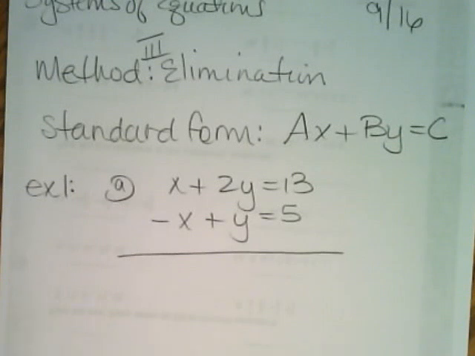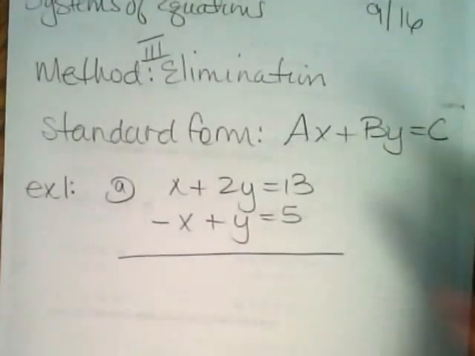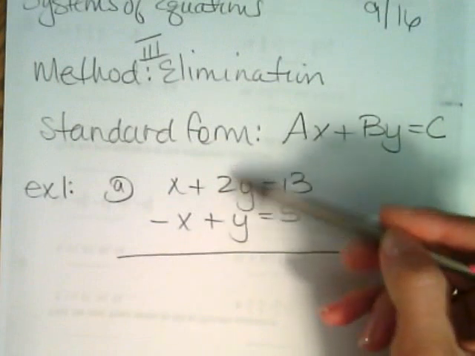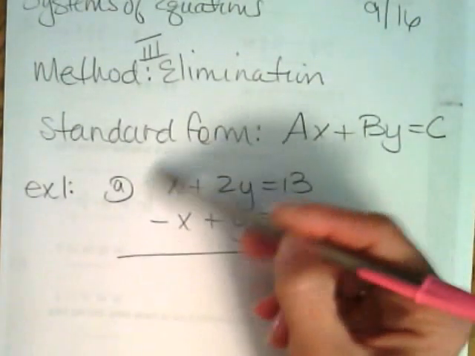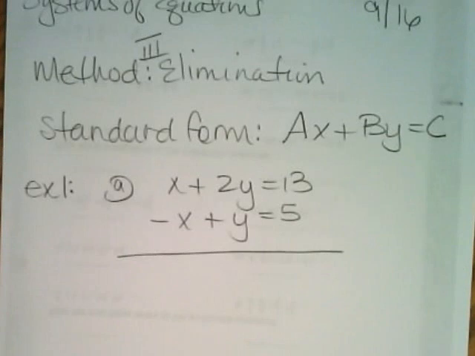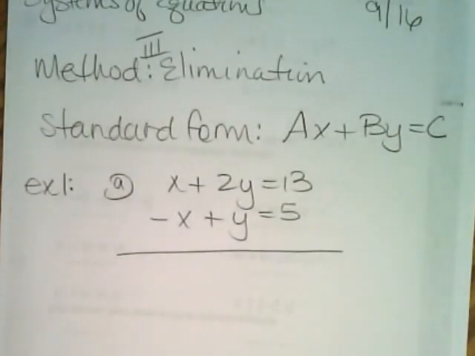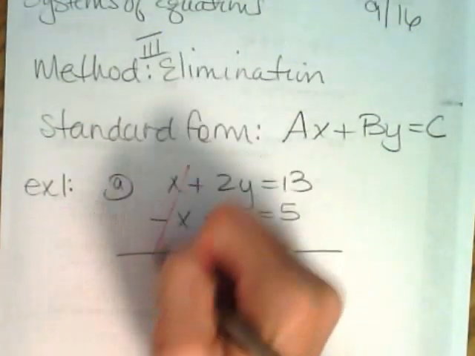Because if I get rid of one of them, if I make one a zero pair, then I can easily solve for the other variable. So, in order for something to be a zero pair, you have to have the number and its opposite. So we need to look at the coefficients. Well, if I look at y, I have a 2 and a 1. Those are not opposites of each other. Here, I have a positive 1 and a negative 1. So if you add a positive 1 and a negative 1, they go away. It makes a zero pair.